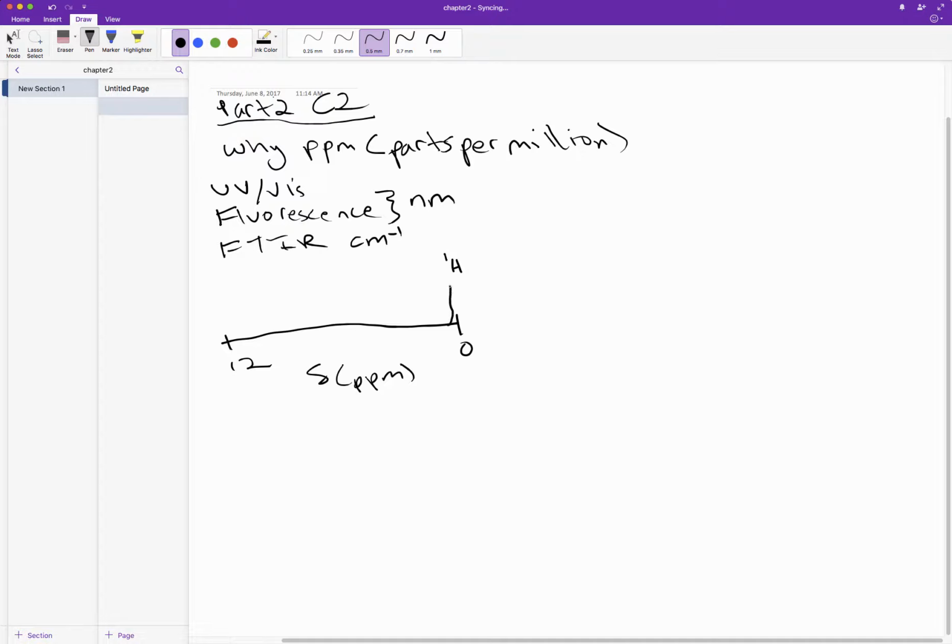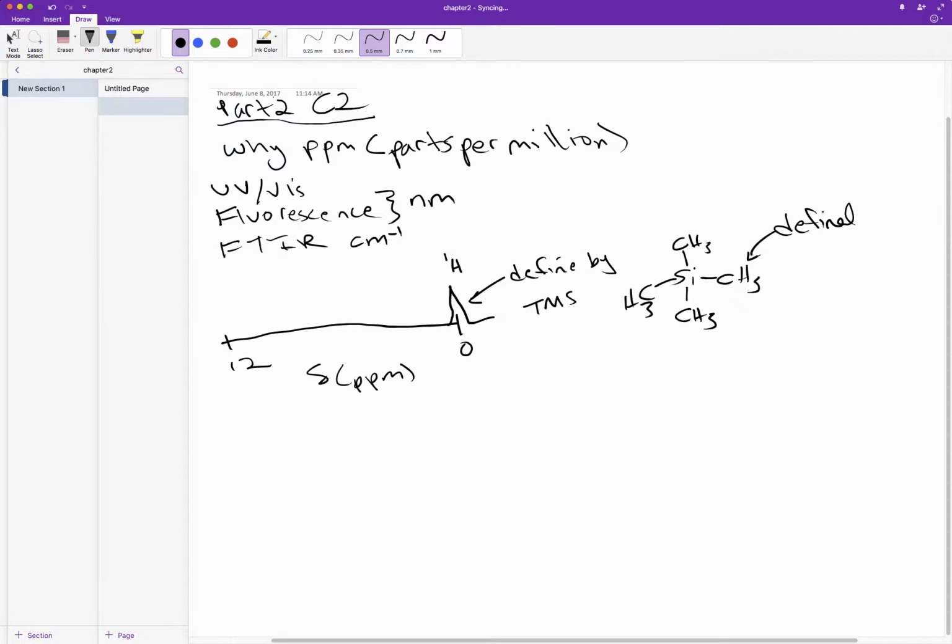with 0 parts per million being defined by the chemical shift of TMS. So that's tetramethylsilane. So these protons on the carbons are defined as 0 ppm. And if you're running carbon, the carbons here are defined as 0 also, for C13.